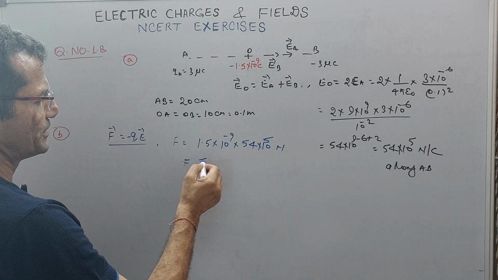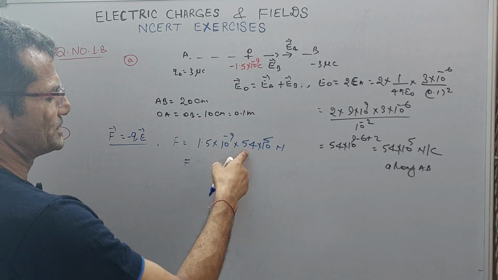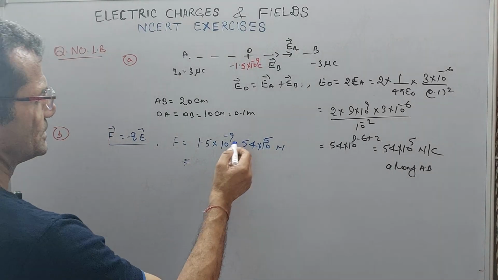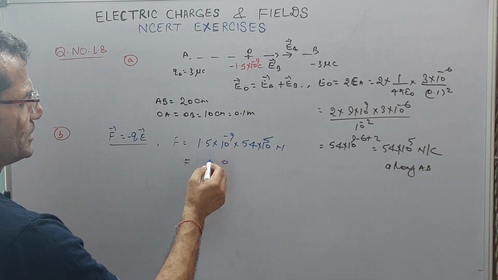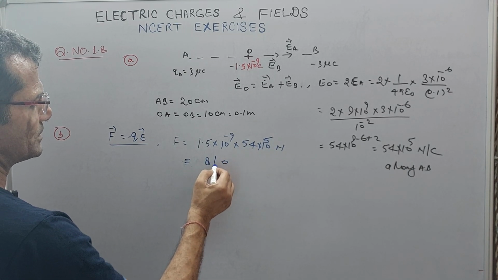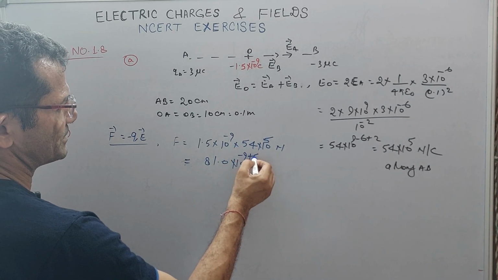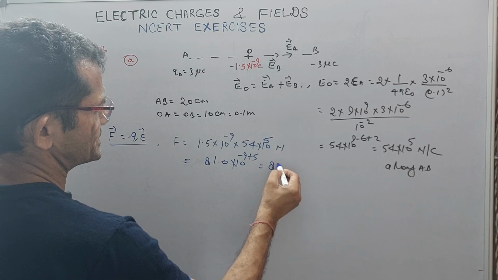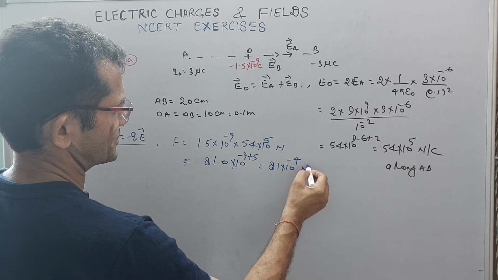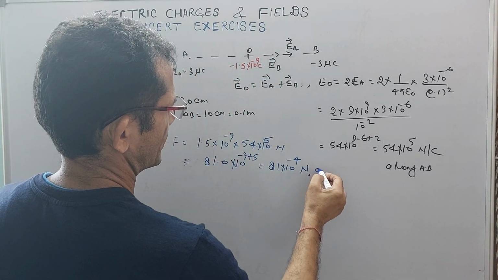simplifying 54 times 1.5, it comes to 81. This is 81 multiplied by 10 raised to the power minus 9 plus 5, which becomes 81 times 10 raised to the power minus 4 Newton, and its direction will be along OA.